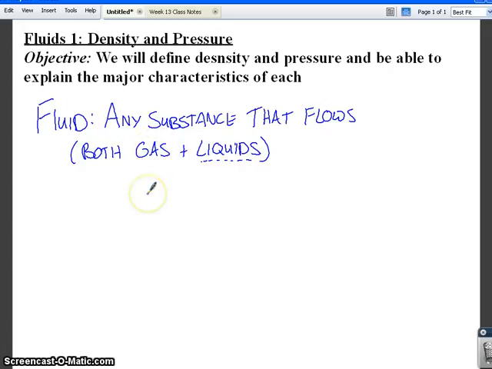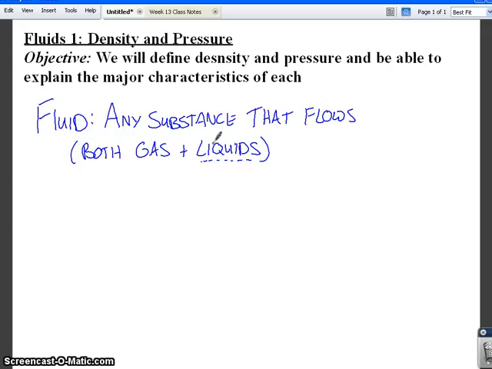Air flows. And since we're going to be talking about density and pressure, air exerts a pressure. Air has a density. And so really we need to be able to discuss density and pressure in general terms of all fluids, and that's both gases and liquids. This is a very important point because some of our problems are going to involve both pressure from a liquid like water and then pressure from a gas as well at the same time. And so we need to be able to calculate both those things. So fluids are any substance that flows.